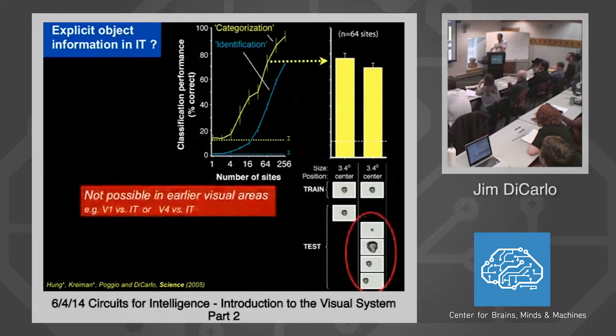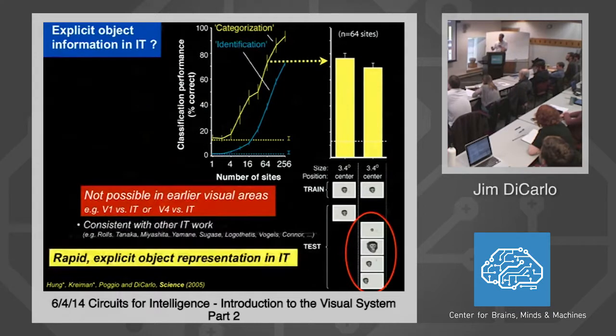We showed you couldn't easily do this with earlier areas. Later we showed V4 is not nearly as good as IT at doing this. The input to IT, V1, is certainly not as good, consistent with a bunch of work. So this was the kind of evidence that got us thinking about the state space of IT the way that I showed you on the last slide.